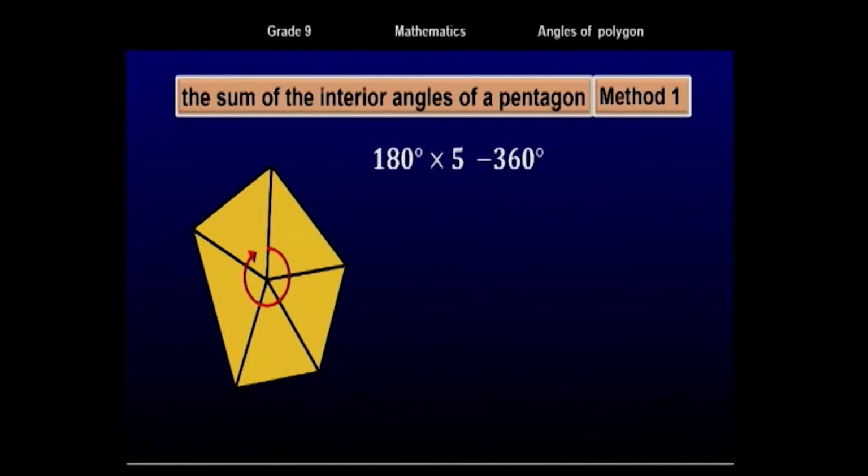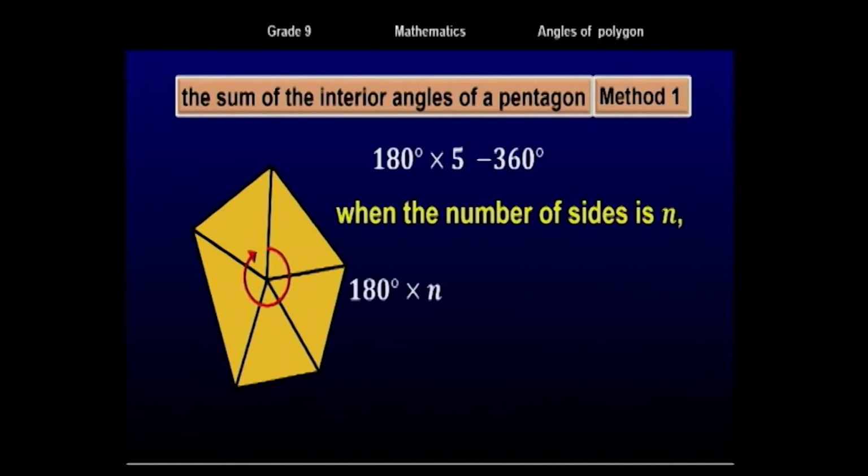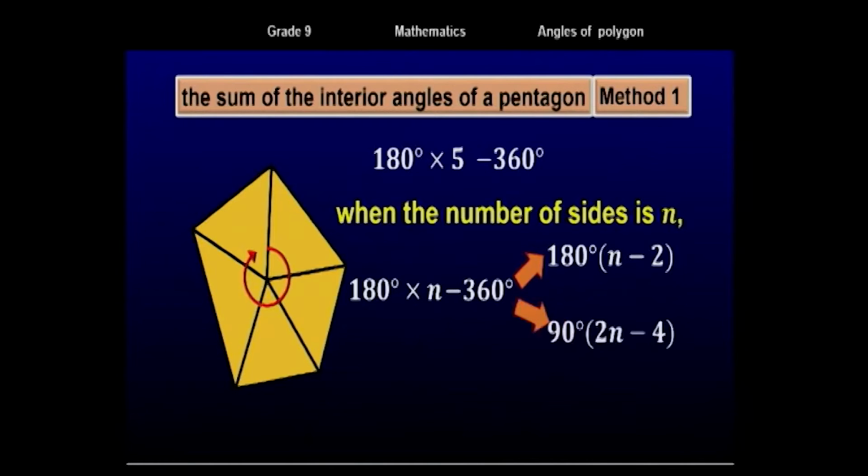Now consider when the number of sides is n. Then it is 180 degrees into n, where n means the number of sides, minus 360 degrees. This is the formula to find the sum of the interior angles of a polygon. Now look at that. When we simplify this formula, you can write 180 degrees brackets n minus 2. Another way, you can write 90 degrees into 2n minus 4.